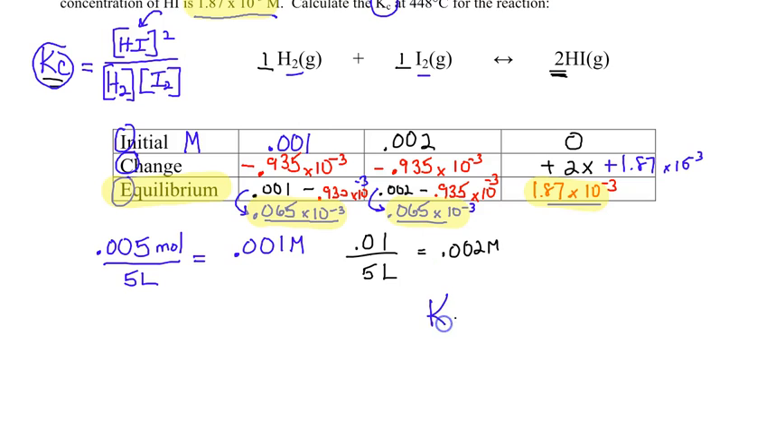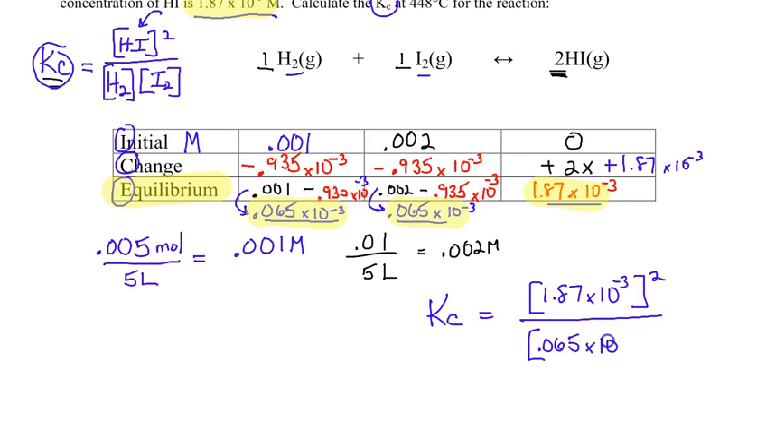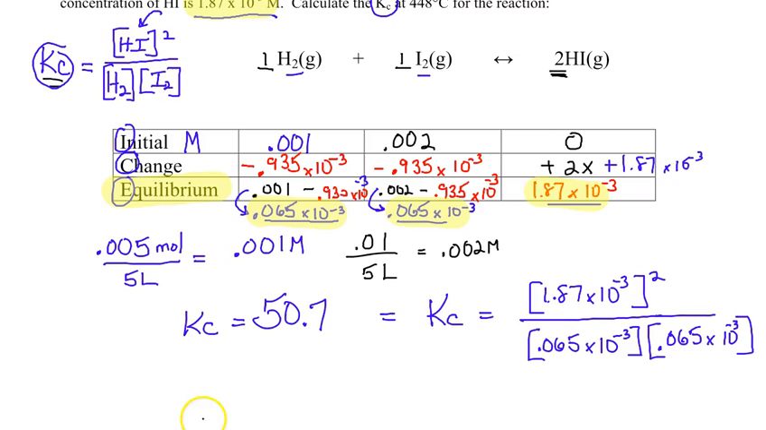So KC, or just equilibrium, I have my HI, which is 1.87 times 10 to the negative 3, and I'm going to square that over the concentration of H2, which is 0.065 times 10 to the negative 3. And you'd multiply it by the same number. Some people could see, why don't I just cube the bottom number? You could. I'm just showing you for those that don't see that. So this is my HI. These are my H2 and I2 here. And now I just do the math. This squared times this. Make sure it's parentheses if you're dividing by. And when I put this into my handy dandy calculator, I get a KC equal to 50.7. And that is the first side.